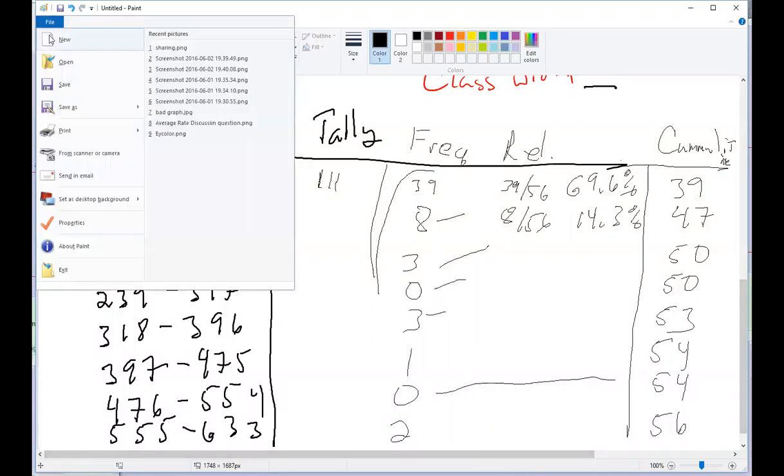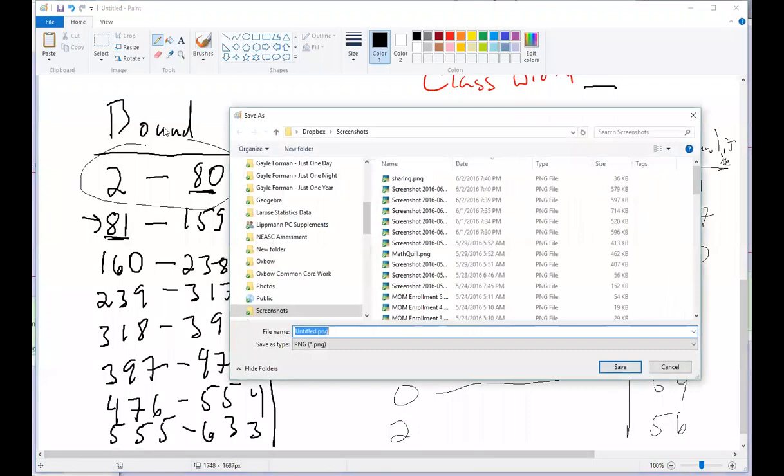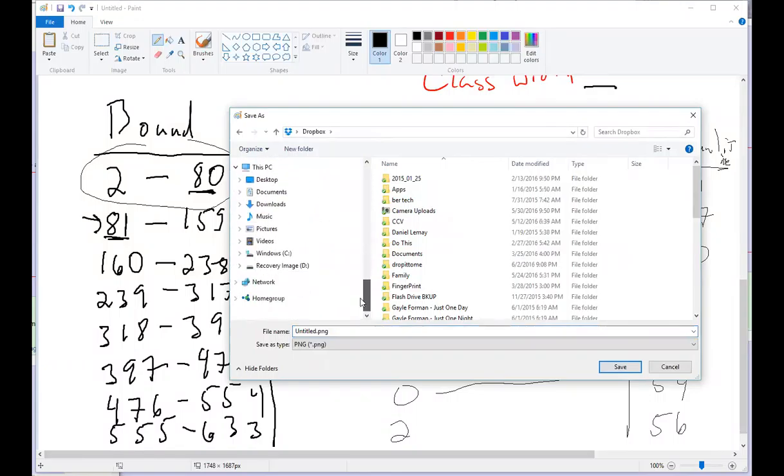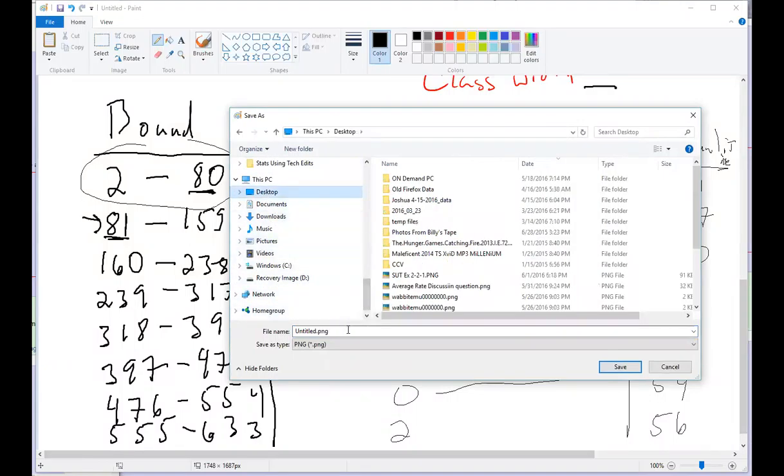Let's see here. I'm going to save this just so I don't lose it. I don't want to put it in my screenshots. I'm going to put it in my Dropbox. That's an app that you should use if you haven't been using it. I use Dropbox all the time.